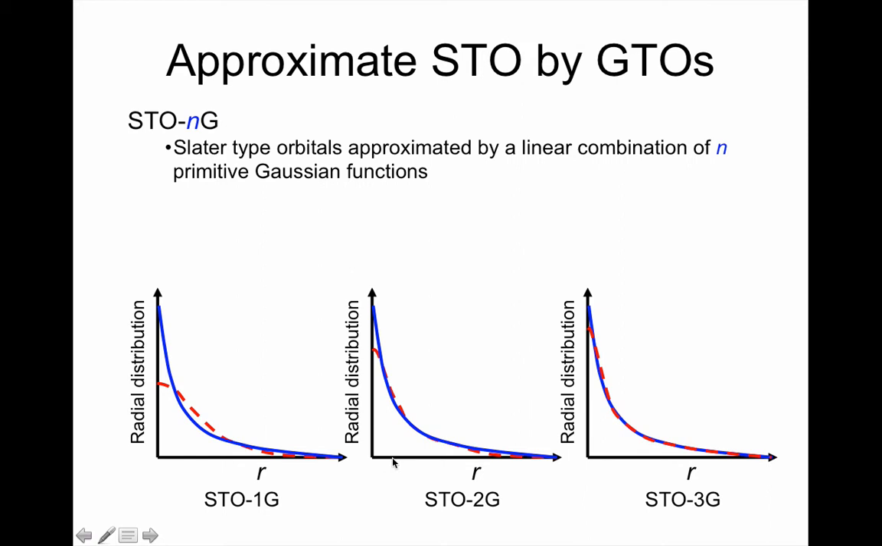Now what we can do here is to make a linear combination where we combine two Gaussian functions, and now we plot this linear combination of two Gaussian functions, and we can see that we get very improved behavior compared to the Slater type orbital.